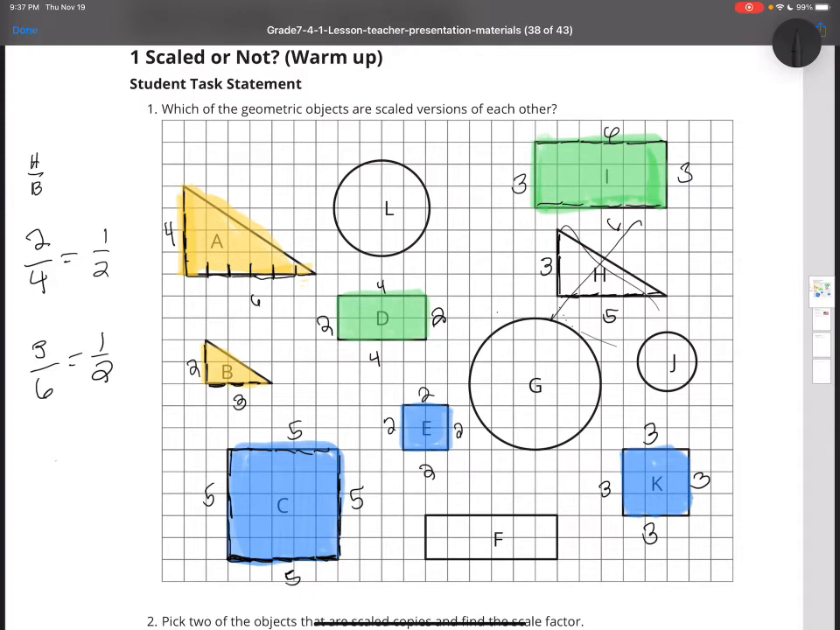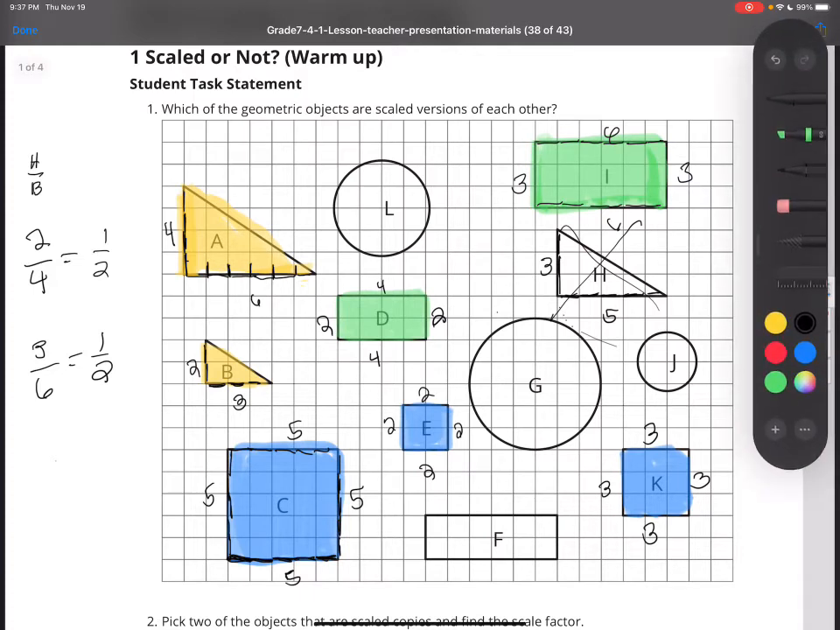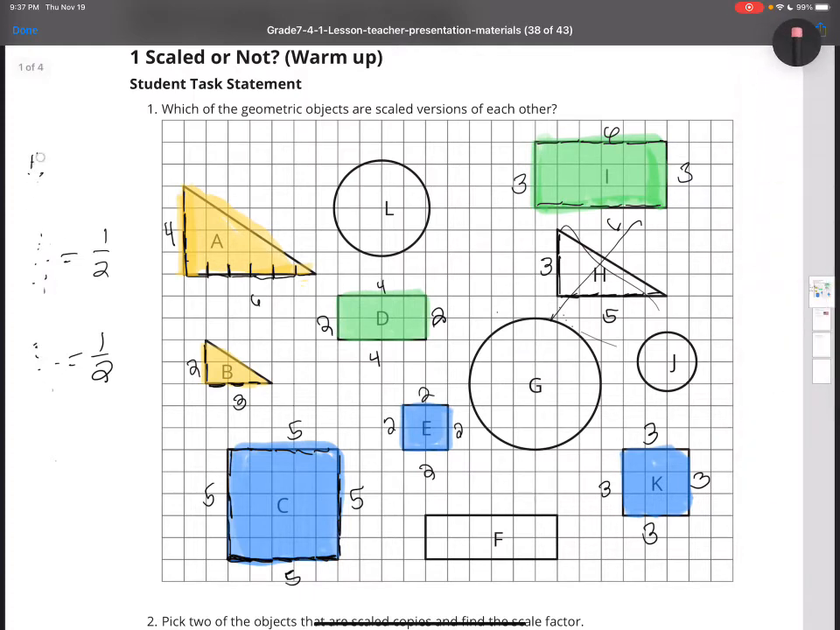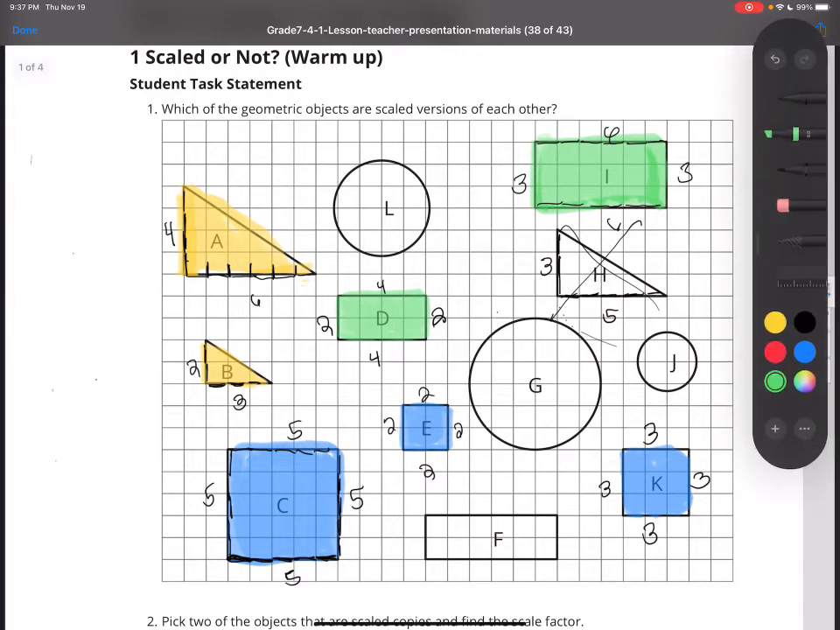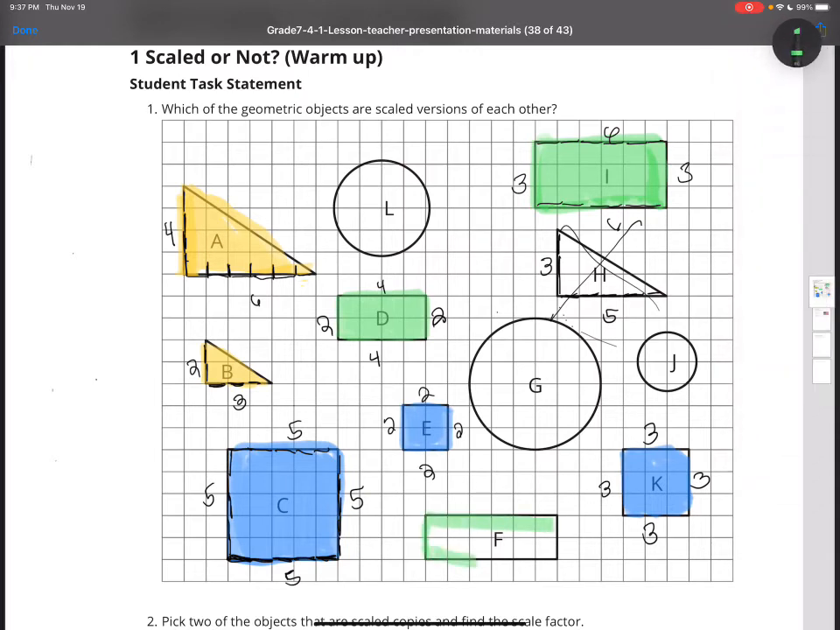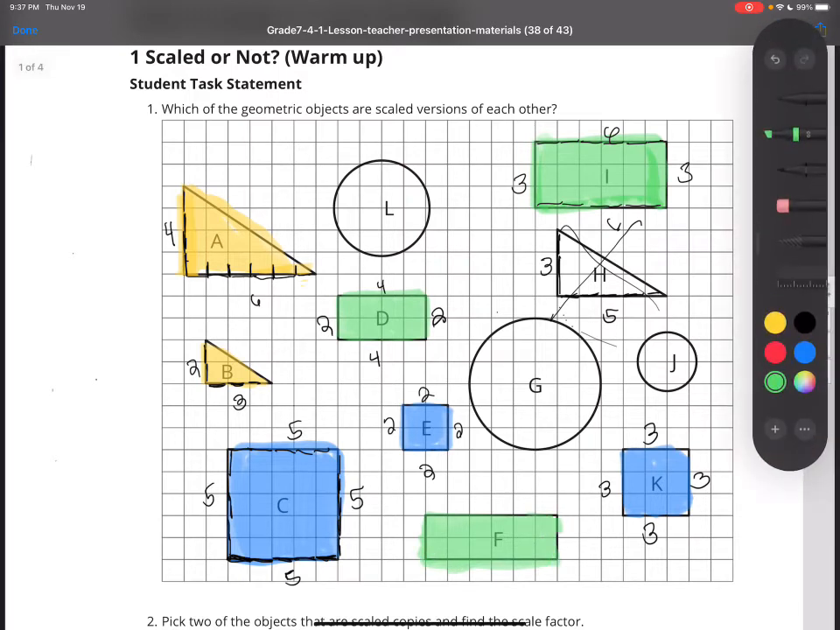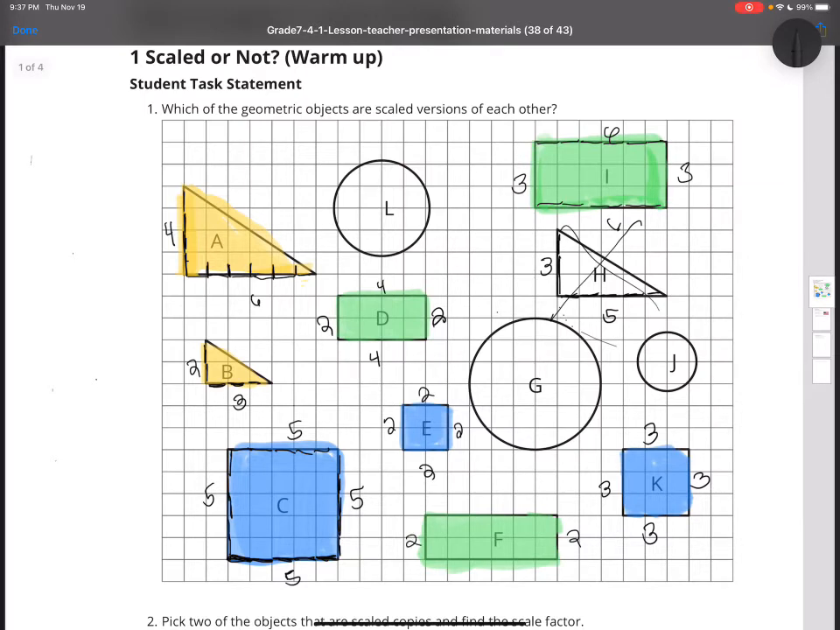All right. So there's one more shape I want to go check out, and that is F. Now for F, I'm going to highlight it in green because I just want you guys to know which shape I'm on. Now, if it's not a scale copy, I'm going to erase the green and put an X over it. So let's take the dimensions. So the height is 2, okay? And this is 1, 2, 3, 4, 5, 6.